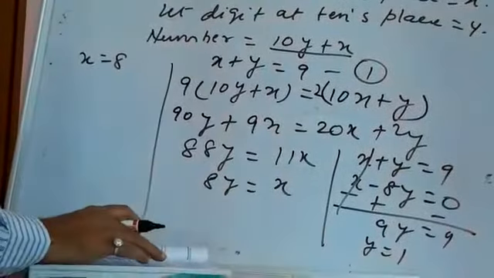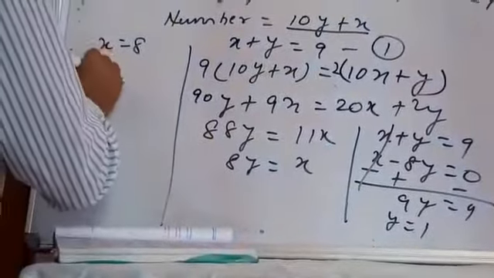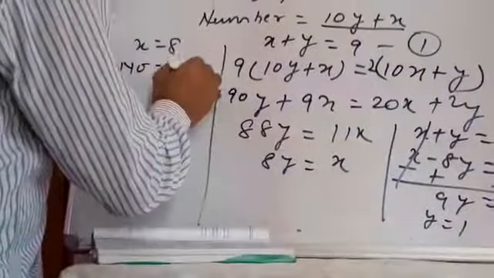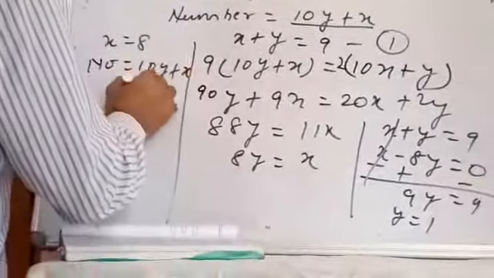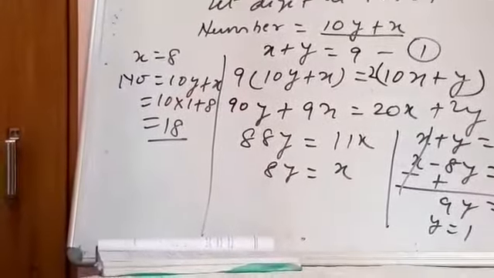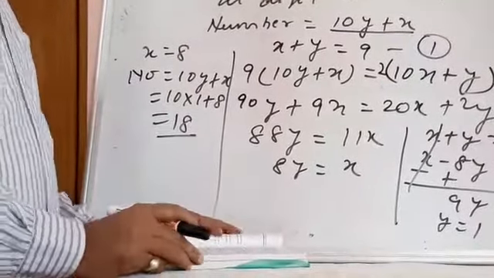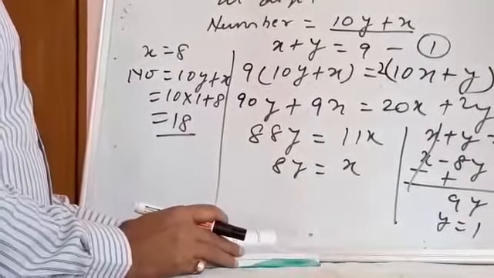So what we are required to find in this question is the number. So the number is equal to 10y plus x. So this gives 10 into 1 plus 8, and this is 18. The answer is 18. So this is your third part of question number 2. So in this way only you can do the questions.